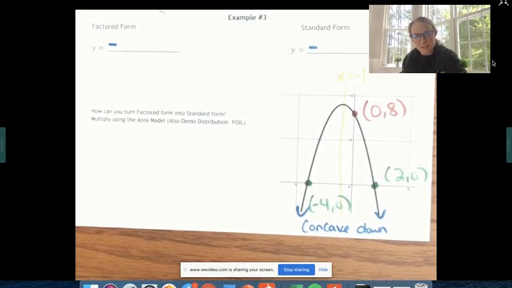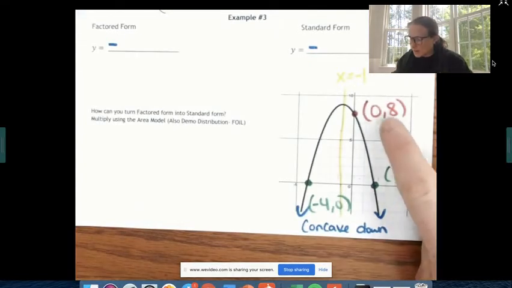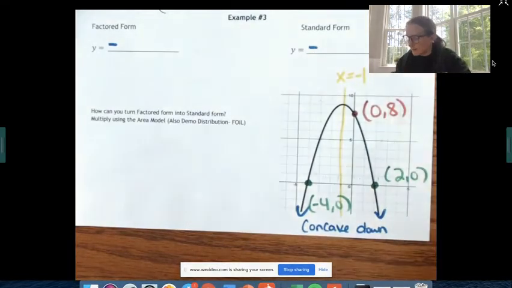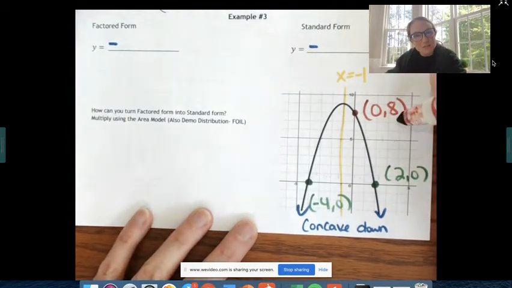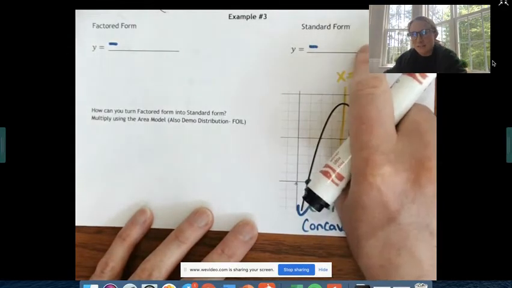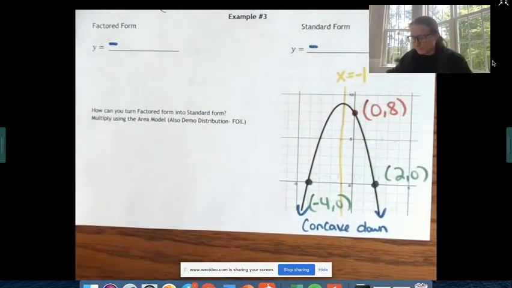All right, that's the first thing I know. Now, I know this y-intercept is 8. So I'm going to put a +8 at the end of this because my c value has to be 8 for standard form. Now, the rest of standard form, I'm not quite sure about yet.